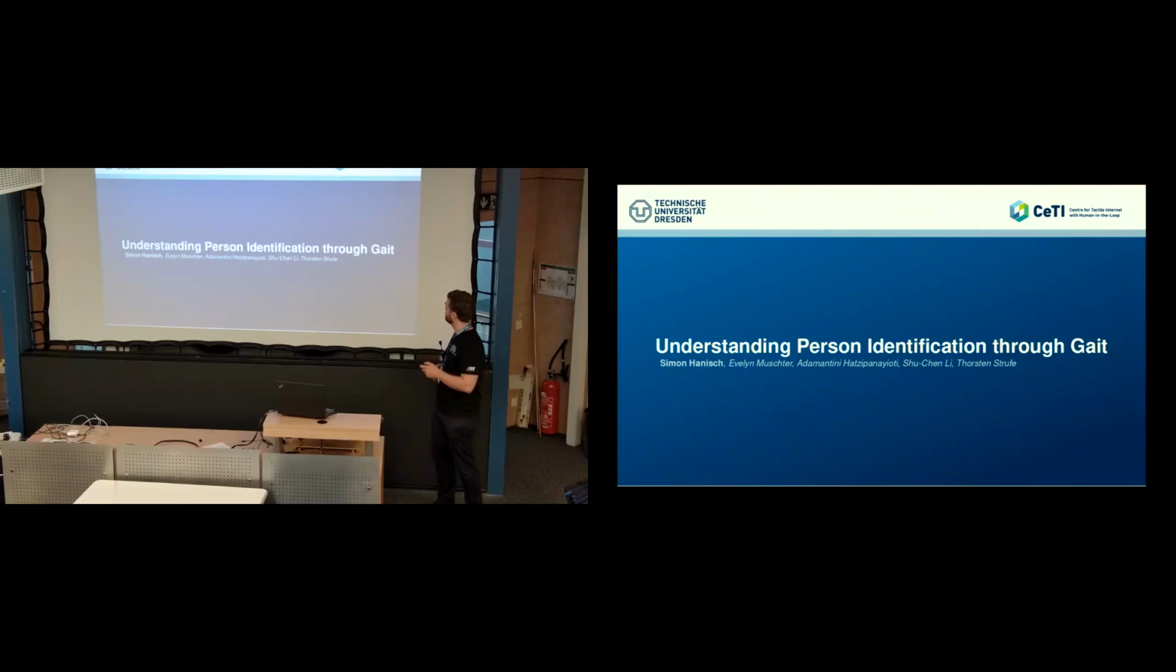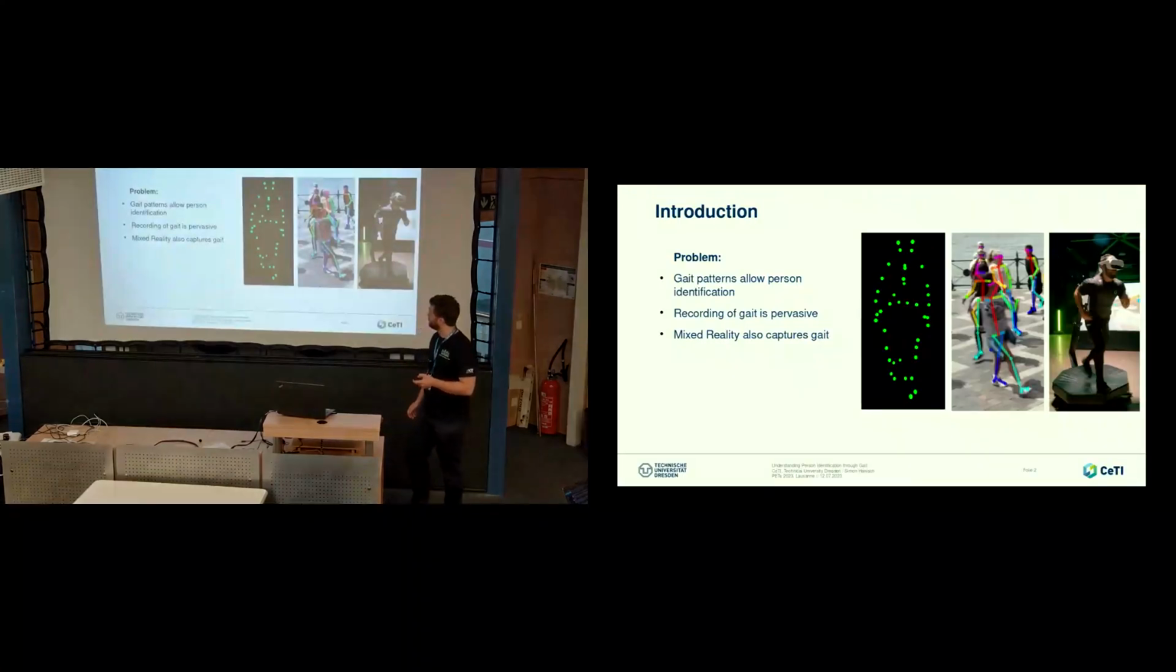Sorry. So for those who don't know what Gait is, it's our walking patterns, and from those we can identify people. And we care about that because we want to build anonymizations in the future. And this paper is all about understanding the problem and why this process works. Now, to begin, why is Gait important?